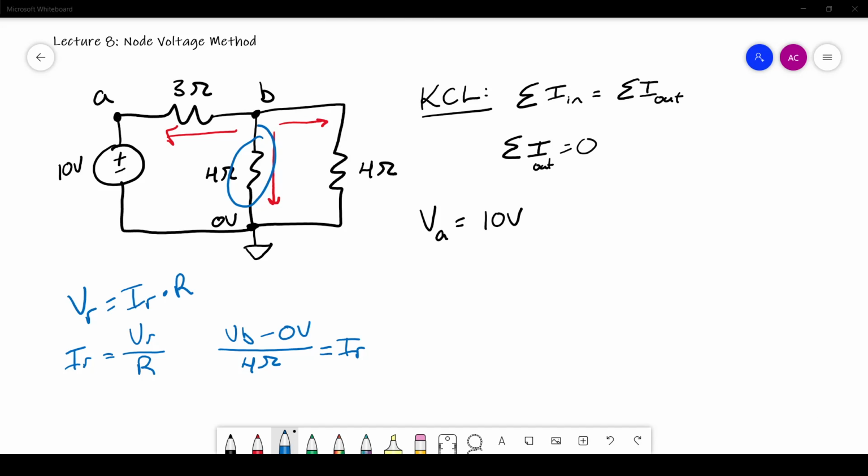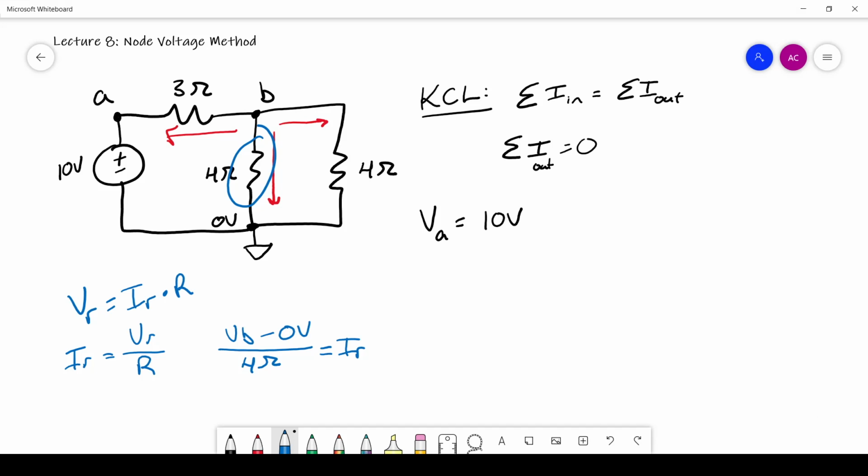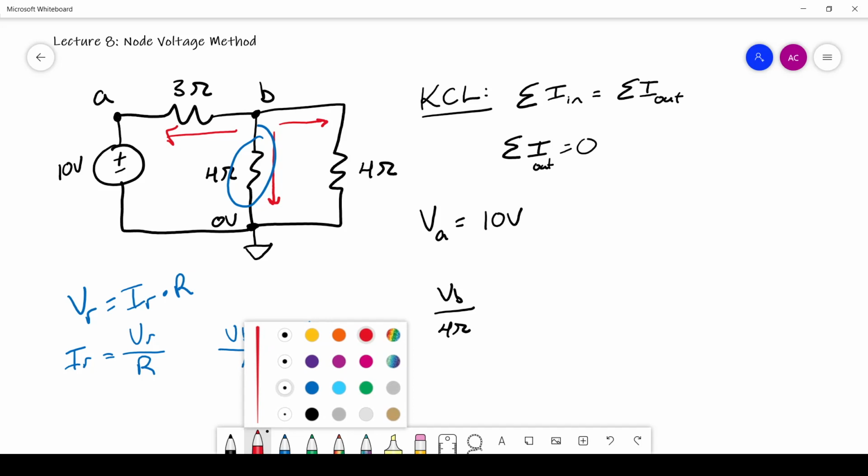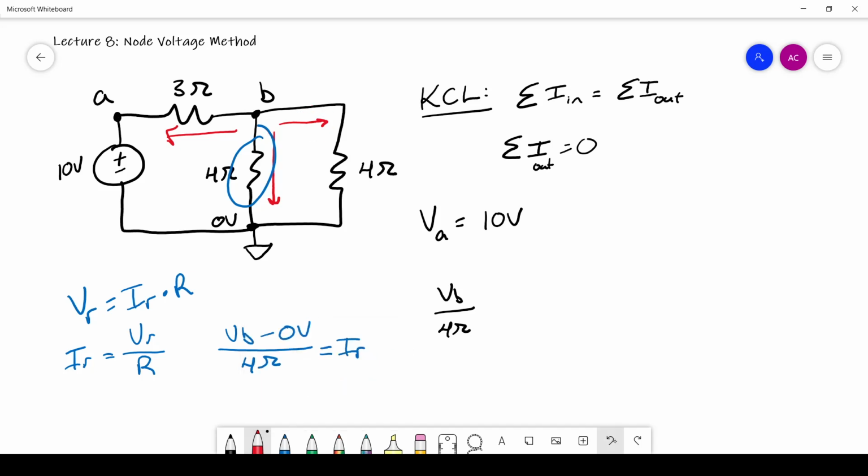So we can use this to represent the current for each of these. That's what we'll do here. Let's go ahead and write KCL. That's one current, so I'll just rewrite it. We have VB minus, I won't include the minus 0 volts, so we just have VB over 4 ohms. Okay, let's do this current now. Well, it's a very similar thing.